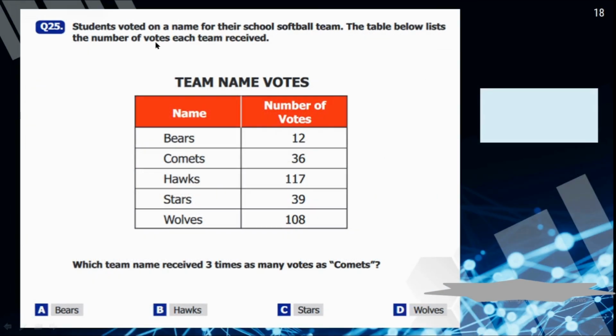Question number 25. Students voted on a name for their school softball team. The table below lists the number of votes each team received.